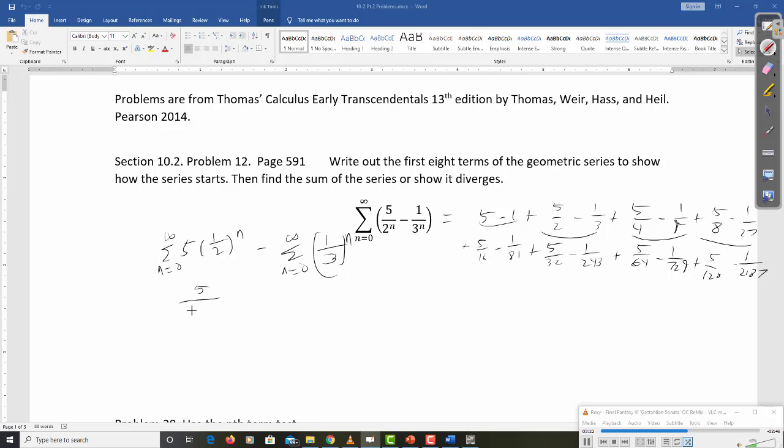So this should be 5 over 1 minus 1 half, because it's a over 1 minus r. If the absolute value of r is less than 1, you could plug into this. Minus, in this case, a is just 1, so 1 over 1 minus 1/3. So that's 5 over 1 half, which is 10, minus 1 over 2/3, which is 3 halves. 20 minus 3 is 17 halves. So it sums up to be 17 over 2.